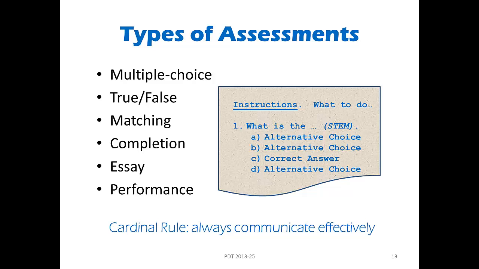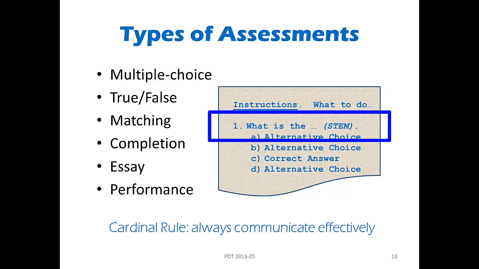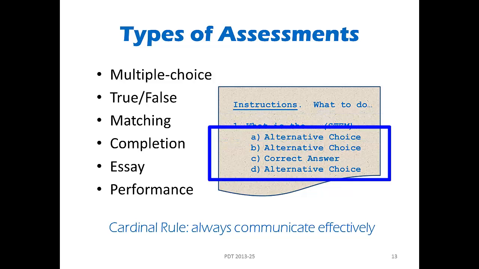Well, the Blooms come off, so now it's time to actually look at creating those test items, the assessment tools to measure the achievement of learning outcomes. You see here that there are 6 basic types of assessments, and we'll look at each one in turn. There are 3 basic elements for most of these assessments: the instructions to the student, the question itself, that is the STEM, and for those assessments that offer them, alternative choices.